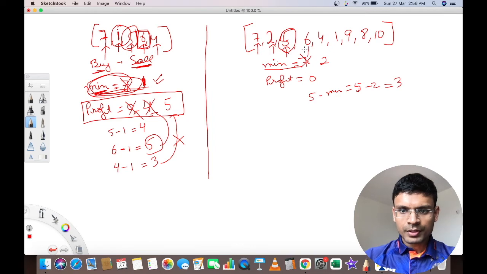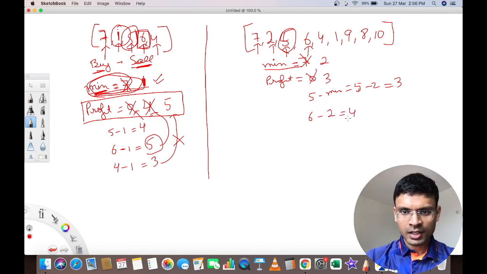So now we come to this index 6. It will be 6 minus minimum value is 2, so 4. So profit was updated already as 3 here. Now the profit is 4. Now we update it again to 4.